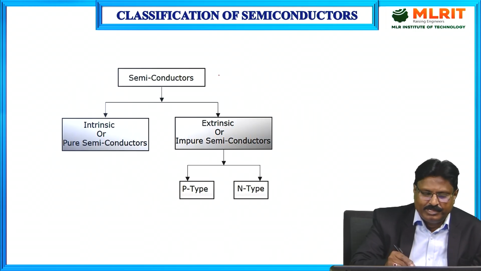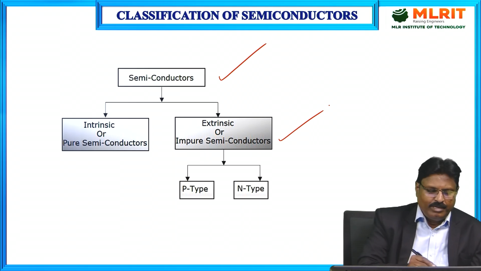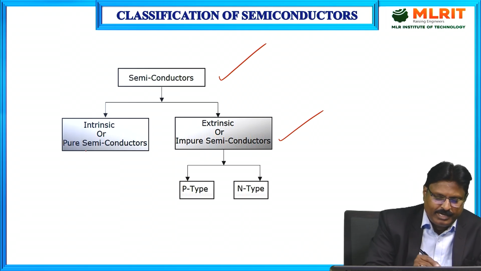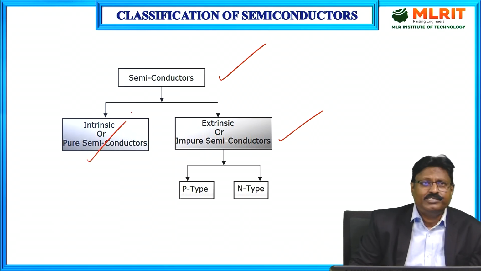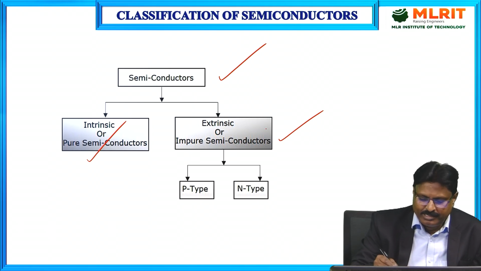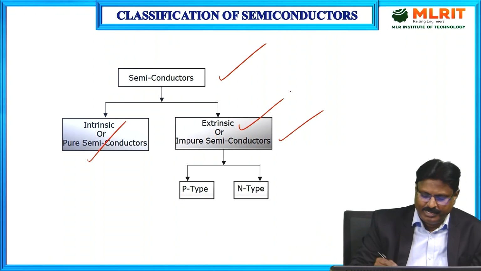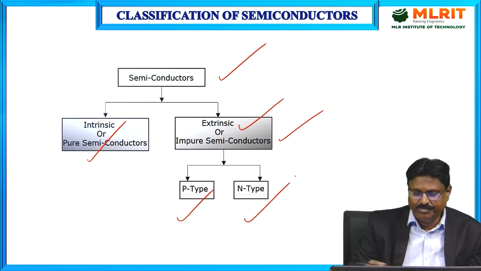If you observe the classification of semiconductors, they are divided into two types. The semiconductor in its purest form is called an intrinsic semiconductor. And if you dope any impurity into the system, that is called an extrinsic semiconductor. Once again, they are divided into two types, which will be discussed later.